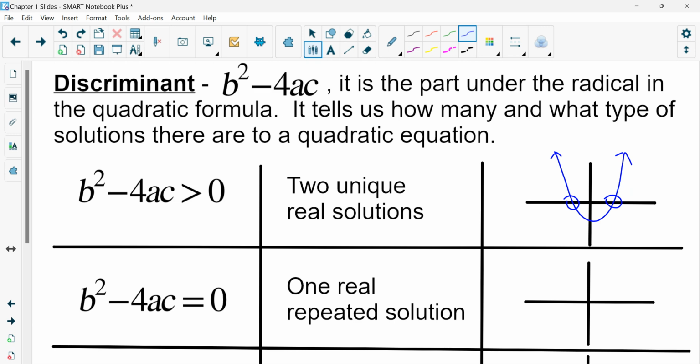And so what that would look like on a graph is that our parabola would just touch the x-axis at one place and move off. That's why we're only getting one solution there. It's just touching it at one spot.